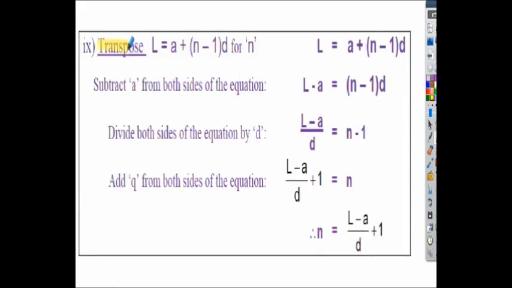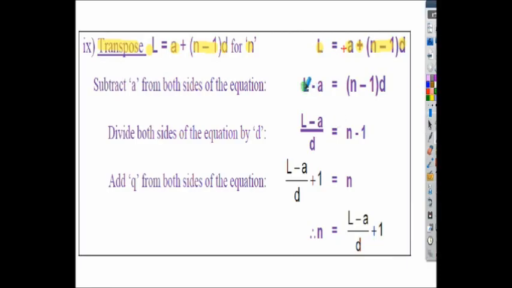Another example: we're asked to transpose the equation L = a + (n − 1) × d. I'm going to transpose it for n in this particular case. So given the equation L equals a plus in brackets n minus 1 multiplied by d, the first thing I'm going to do is remove the a from the right hand side. Again that's a positive a here, so I'm going to subtract a from both sides of the equation.